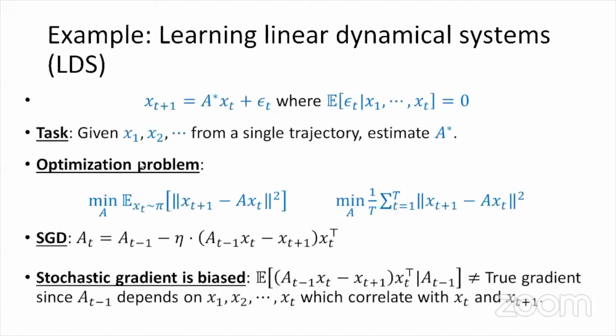Okay. So let's look at an example of a setting where we would like to do SGD or optimization with data that is actually coming from some kind of a Markov chain. The example that I would like to introduce is the problem of learning a linear dynamical system, where x_{t+1} evolves as A star times x_t plus epsilon t. Here x_t is the observation that we make, epsilon t is a random zero mean noise conditioned on all of the past, and A star is a matrix that we would like to estimate. The task is that we are given x1, x2, all the way up to xT, and from this single trajectory we want to estimate A star.